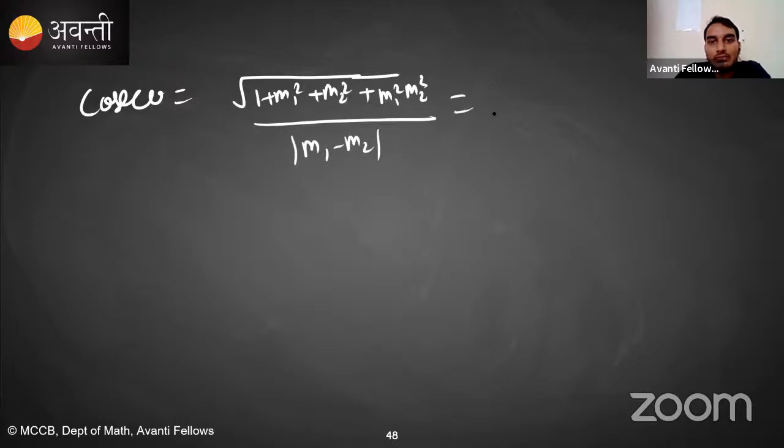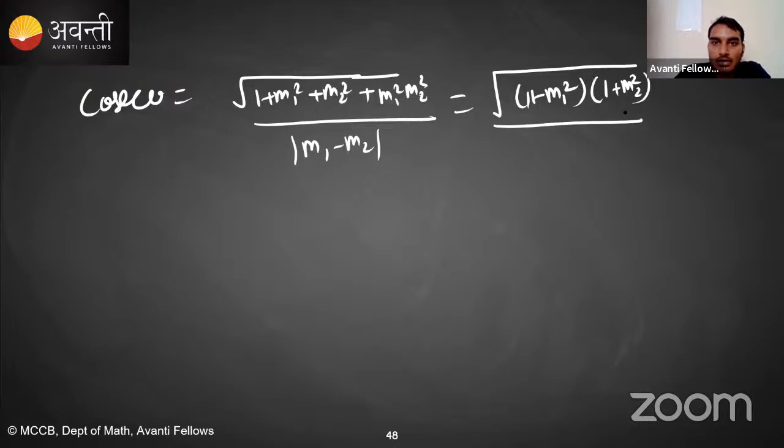See, how can we write this? This can be written as under root of 1 plus m1 square. Take m2 common from here, m2 into 1 plus m1 square. So 1 plus m1 square into 1 plus m2 square upon mod m1 minus m2. Clear? What do we get? Under root of 1 plus m1 square into 1 plus m2 square. Clear? Okay, if it is clear, let's proceed.